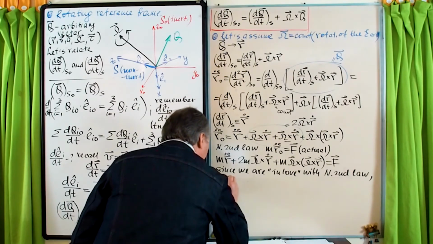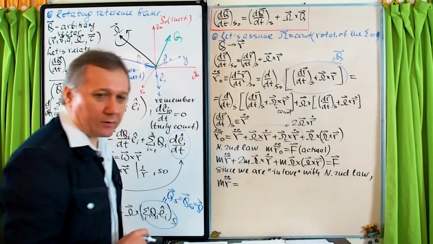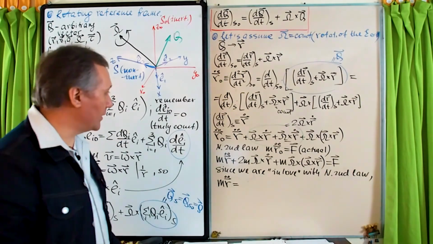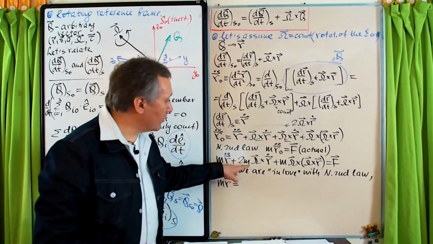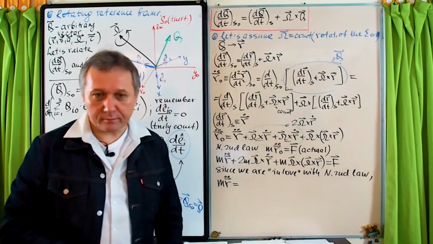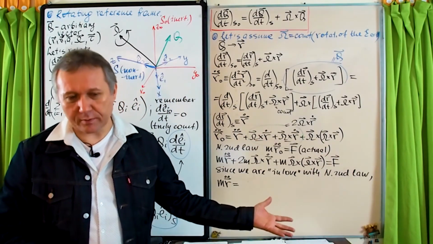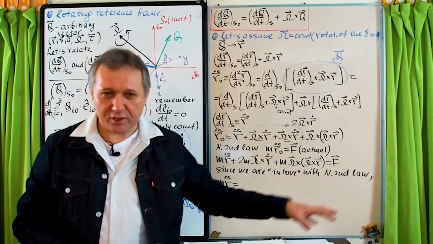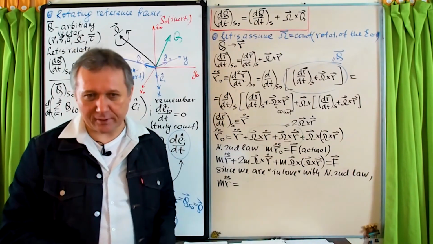So m r double dot, of course, we will keep on the acceleration side, and the rest will move to the right-hand side. But of course, both of these terms go there with minus. Who wants to deal with minuses, right? Any psychologist will tell you, come on, change the signs, think positively, right? So let's do the same.